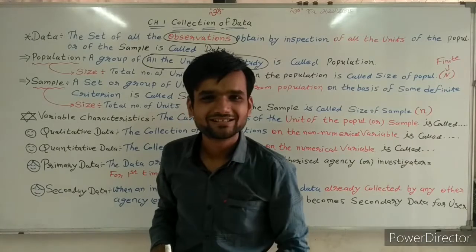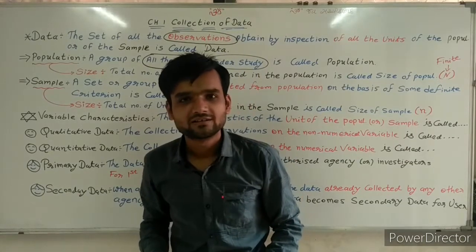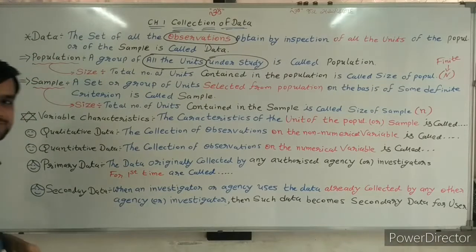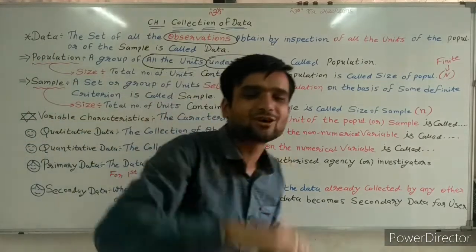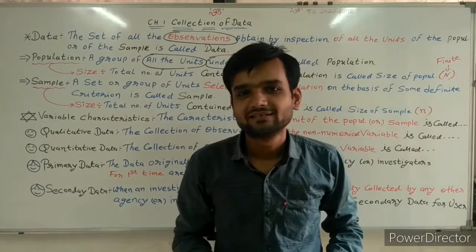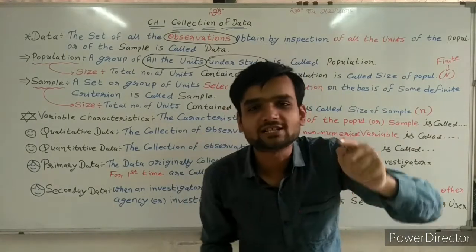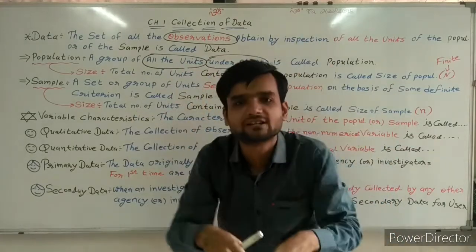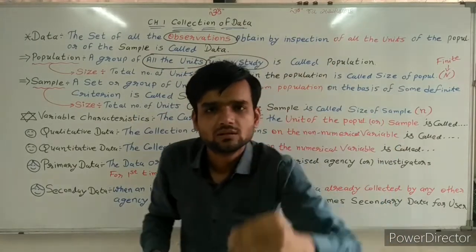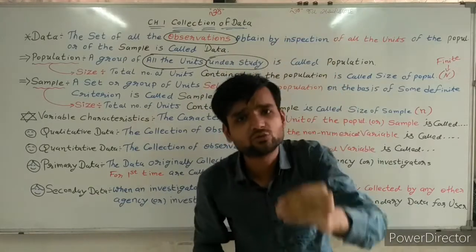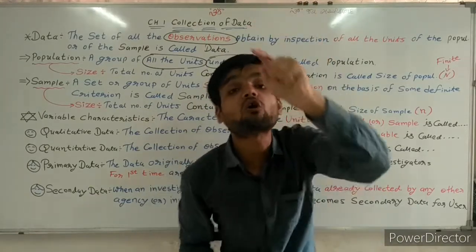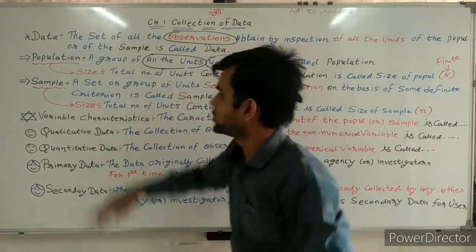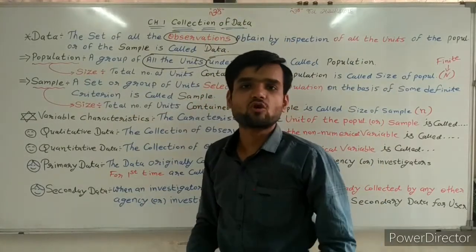Now going ahead. Sir, size of population. What is the size of population? How many subjects are there? How many units? All the units, how many units are there? Sir, there are 7 units, 8 units, 9 units. The number of units in the population is called size of population.